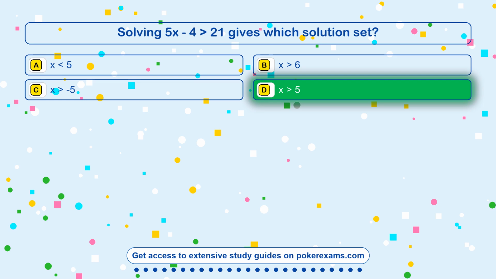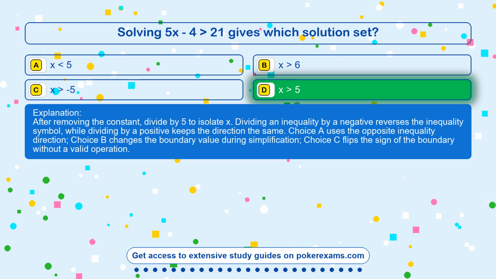The correct answer is option D, x 5. After removing the constant, divide by 5 to isolate x. Dividing an inequality by a negative reverses the inequality symbol, while dividing by a positive keeps the direction the same.